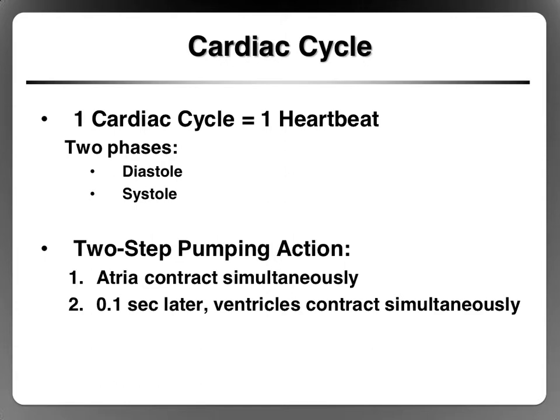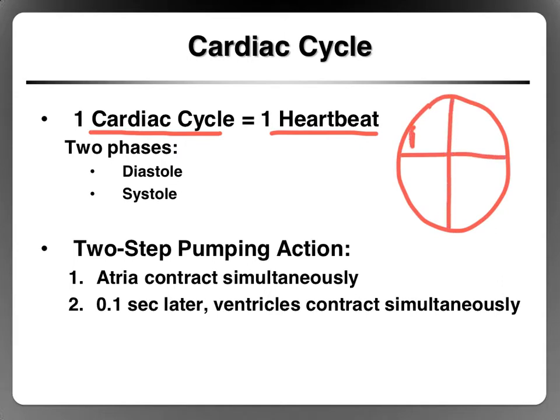All right, so one complete contraction of the heart is called a cardiac cycle or a heartbeat. So when we say that your heart beats 60 times a minute, we're also saying that you have 60 cardiac cycles per minute. So let's look at the heart again. You've got your right atria, right ventricle, left atria, left ventricle. And the heart actually pumps in a two-step pumping action. So what happens is the two atria on the top contract. Then there's about a 0.1 second delay, and then the ventricles contract. So it's a two-step.